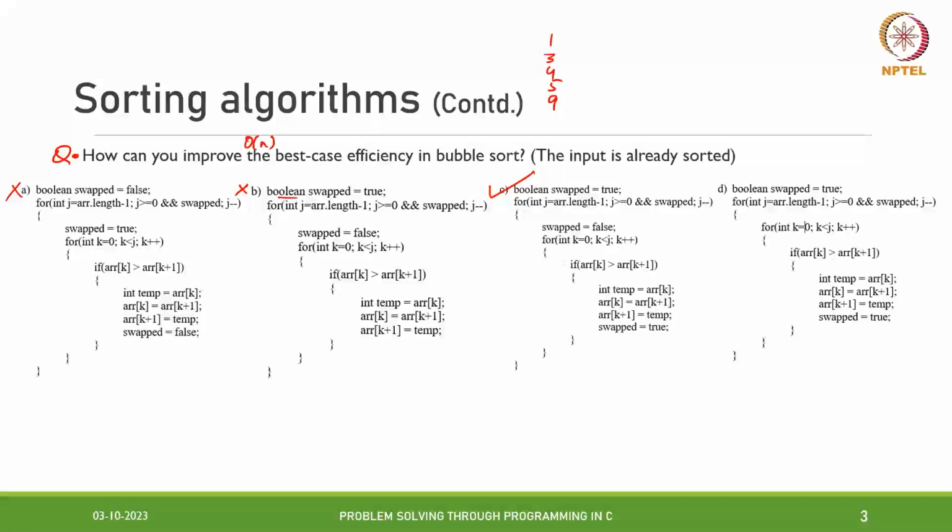We are using this boolean variable swapped in order to check whether any swap happened in a pass. Every pass is represented by this outer loop j. So in the first pass itself, if no swapping is taking place, swapped will give a false value and the outer loop will exit. This gives us a best case efficiency of order of n, because it only needs n minus 1 conditional checks, like we saw earlier. So this is the algorithm for the efficient bubble sort.